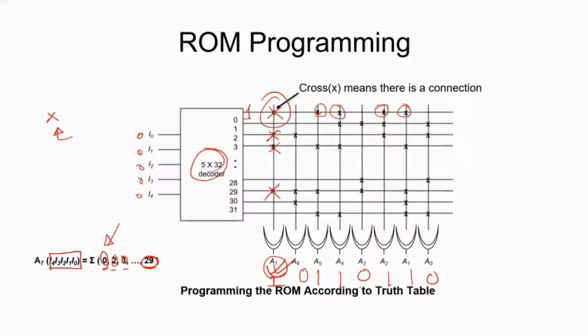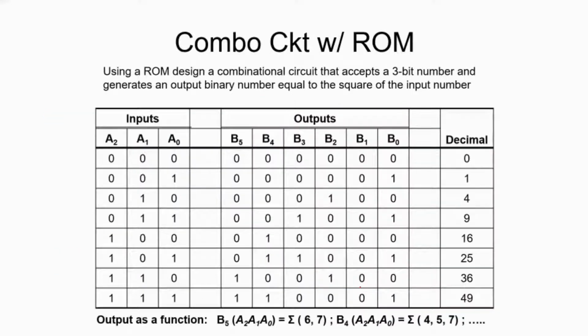Okay, now let's talk about a different example, another way that I can give you a question. Say I'm giving you a question something like this: using a ROM design a combinational circuit. ROM can also be used to design a combinational circuit. Using a ROM, design a combinational circuit that accepts a 3-bit number and generates an output binary number equal to the square of the input number.